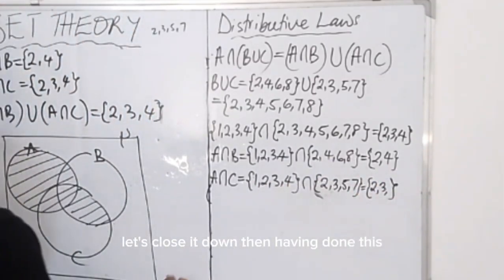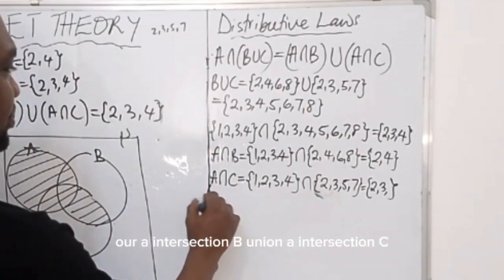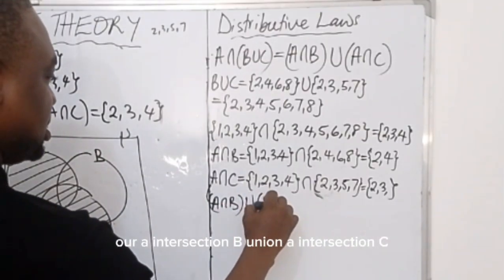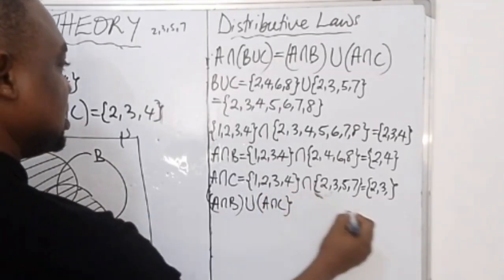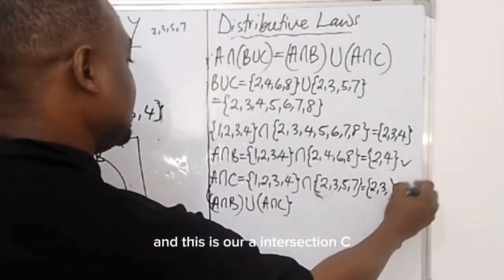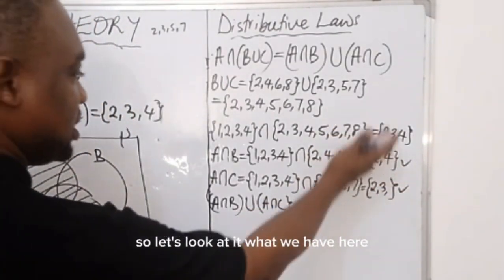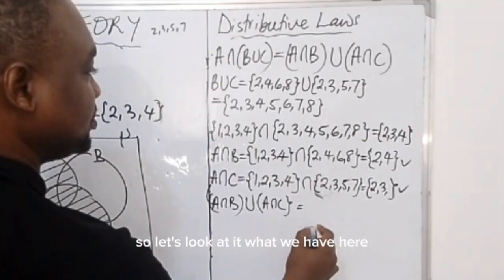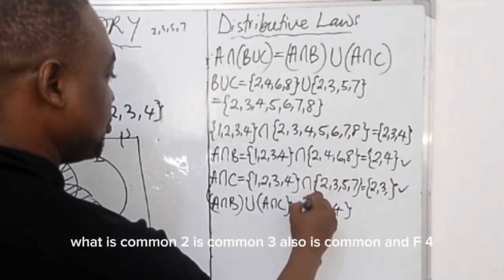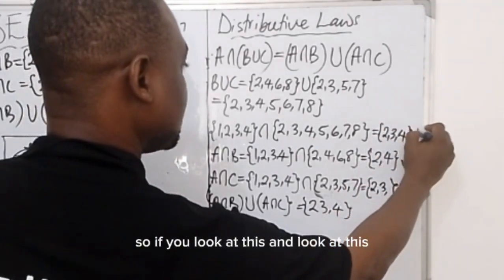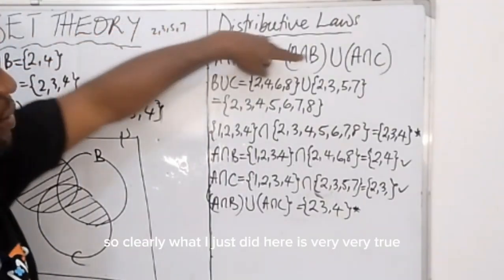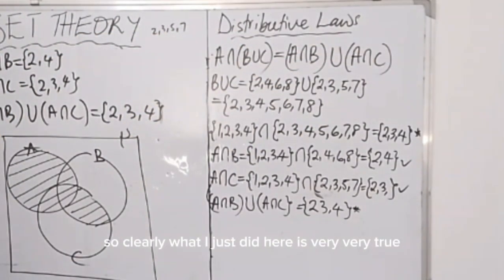Let's close it down. Then, having done this, our A intersection B union A intersection C. This is our A intersection B, and this is our A intersection C. So let's look at it. What is common? 2 is common, 3 also is common, and a 4. So if you look at this and look at this, they are the same. So clearly, what I just did here is very, very true.